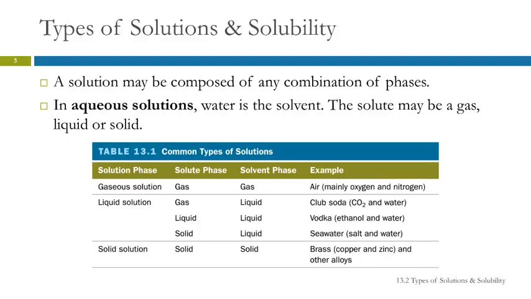Okay, types of solutions. You can make a solution from any combination of phases. By phase, we mean physical states of matter: solid, liquid, gas. When we talk about an aqueous solution, the solvent is water. The solute could be a gas, a liquid, or a solid. And so here we have examples of different types of solutions.